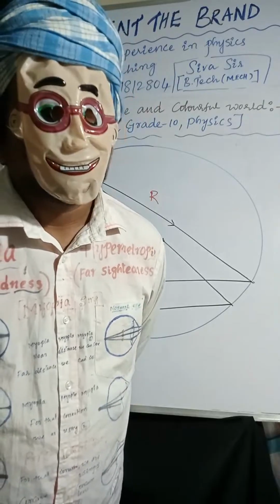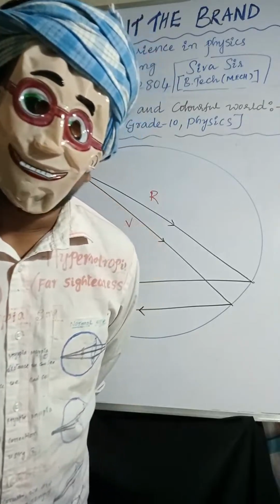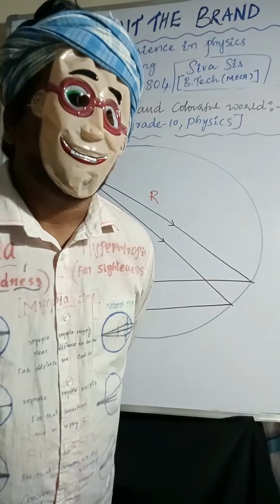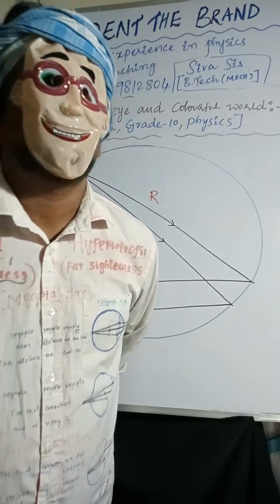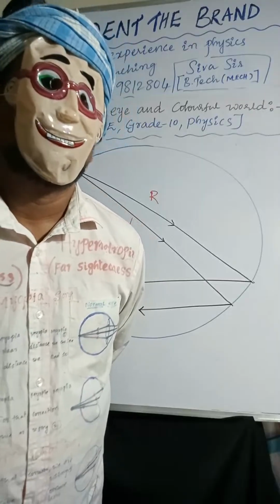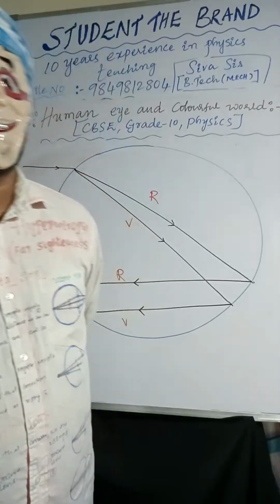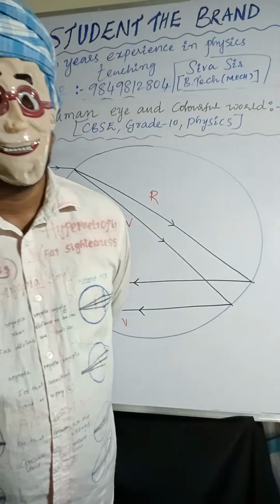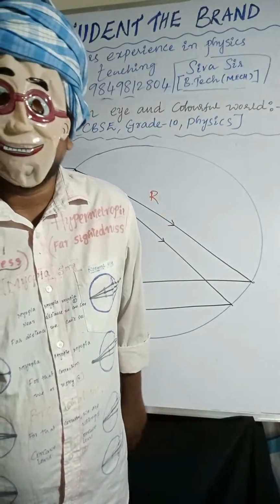Regarding the colors, the sky appears blue, sometimes reddish in the morning and evening, and white at noon time. All these colors are due to the phenomenon of scattering of light.